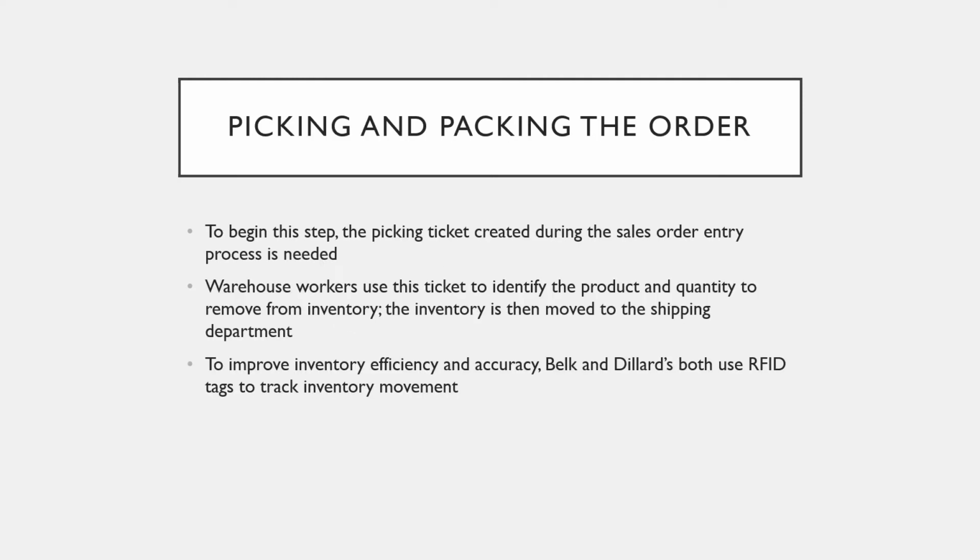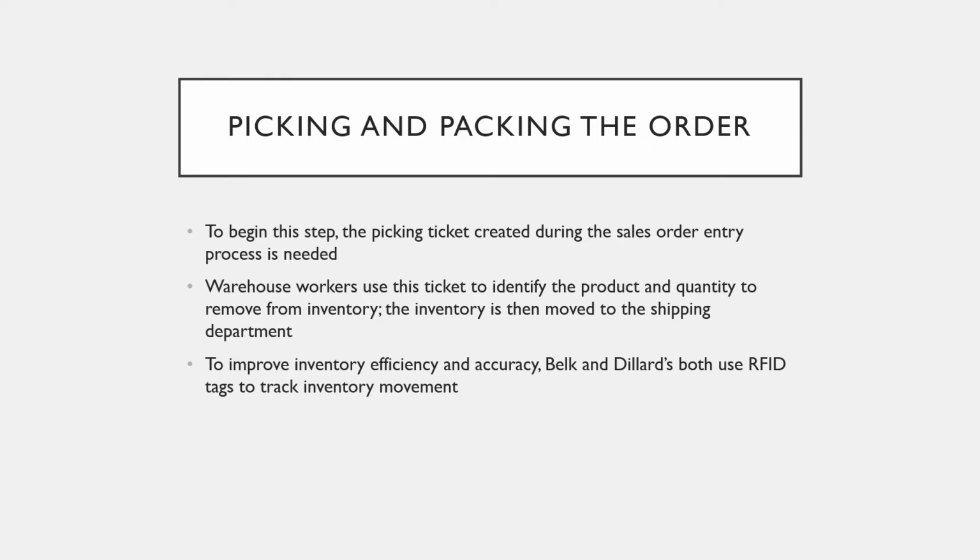To begin the first step of picking and packing the order, the picking ticket created during the sales order entry process is needed. Warehouse workers use this ticket to identify the product and quantity to remove from inventory. The inventory is then moved to the shipping department.